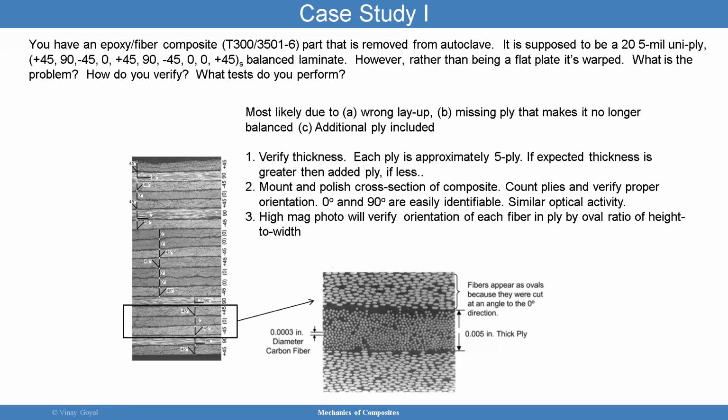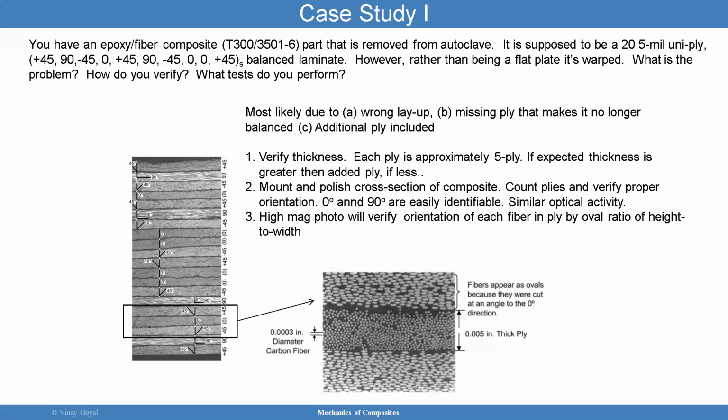And so that's going to tell you, hey, something else is going on. For example, here, if I look at minus 45 here, and that's 0, and that's plus 45, you can see that in the 0 degree plies, the fibers look perfectly circular. But when I look at the plus 45, you can see they're oval. So you can use geometry to determine that the height to width ratio is this much, so the fiber should be oriented at a particular angle. And you can get that information very quickly.